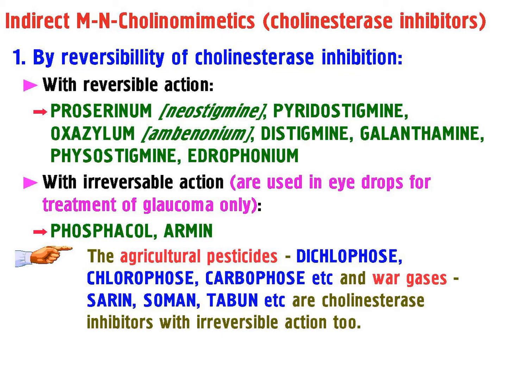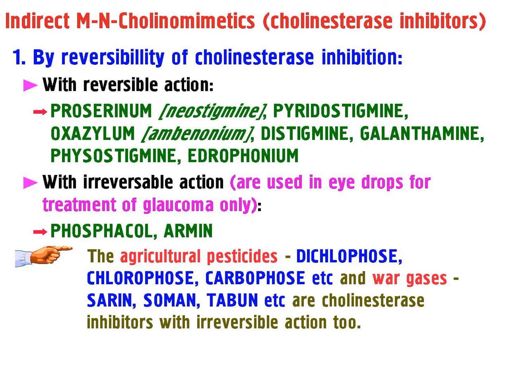Drugs with reversible action include the following: proserine, pyridostigmine, oxazil, distigmine, galantamine, physostigmine, and edrophonium. The principal characteristic of these agents is that we have the pharmacological effect of these drugs only when they are present in the human body. After the elimination of these agents from the human body, their action, cholinesterase inhibition, stops.